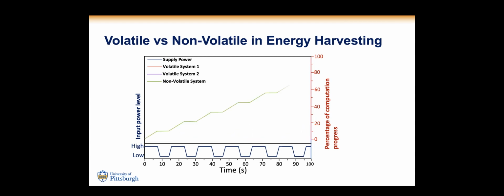So in our lab, we previously developed something called a non-volatile memory-based system. Basically, what we did is save the progress when we lose the power, and when the power comes back again, we resume the progress. In this way, we can actually make arbitrarily long progress.